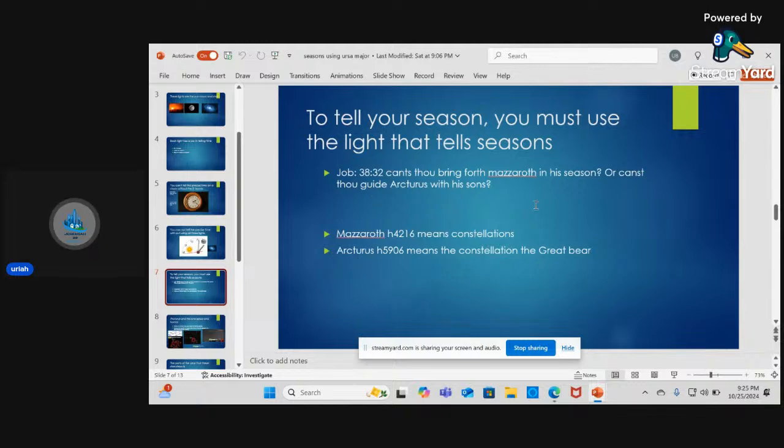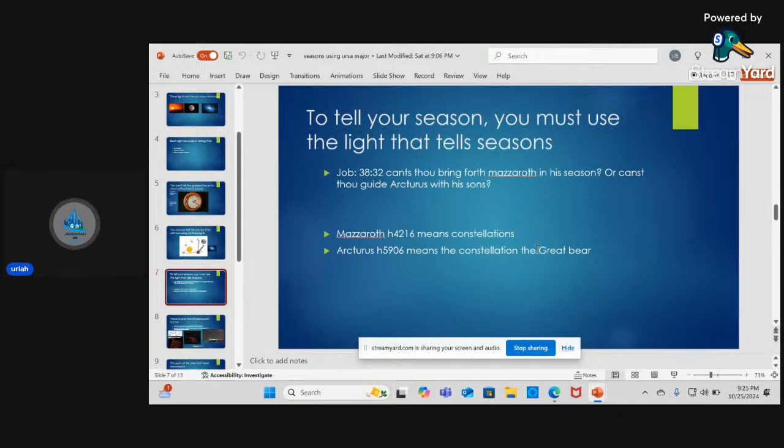And what Arcturus is, H5906, means the constellation of the Great Bear, which in our understanding is Ursa Major or the Big Dipper, which you can spot in the north. But right here it's clearly letting you know that these constellations are brought out in a particular season to let you know what season you're in.